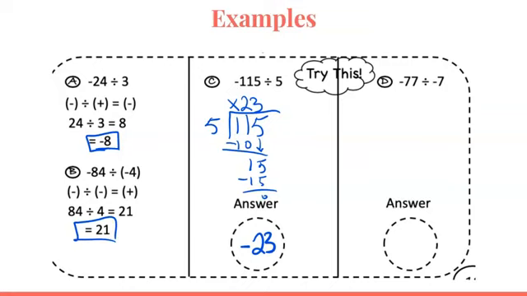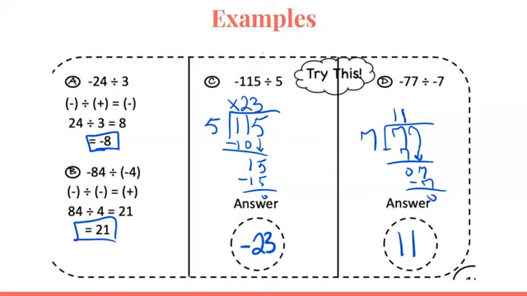Let's look at D. I have a negative divided by a negative, so my answer is positive. So I don't have to write a sign down in my answer, I just know it's positive. And I want to see how many times 7 goes into 77. It goes into 7 once. Bring my 7 down. It goes into 7 once again. No remainder. Therefore, my answer is positive 11.